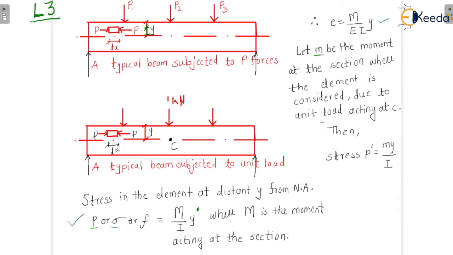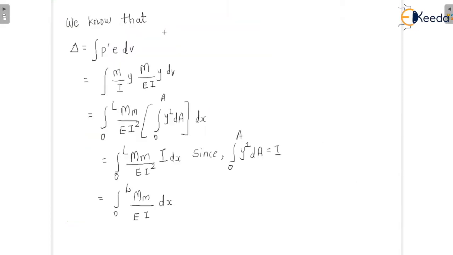This is due to a unit load acting at C. There is one more diagram here. The upper diagram is a typical beam subjected to a number of external forces, and this is a typical beam subjected to a unit load at point C. Let small m be the moment at the section where the element is considered due to the unit load acting at C. Then the stress we can write as p dash equals m into y by I. The stress equation is always the same.